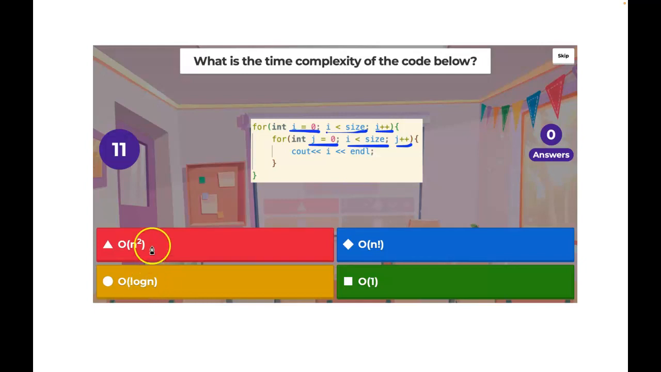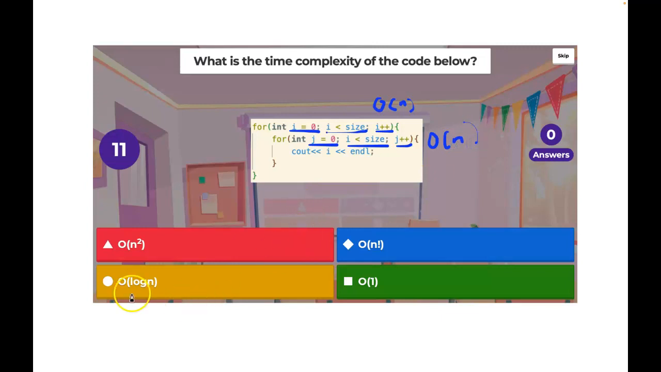So O(n) squared might be right, because our outside for loop is O(n), and our inside for loop is also O(n). So that is probably right.